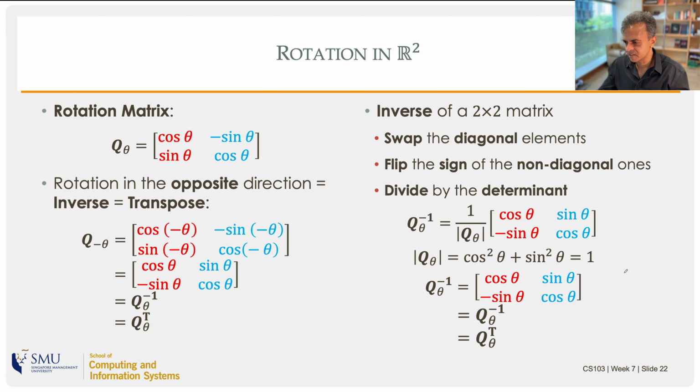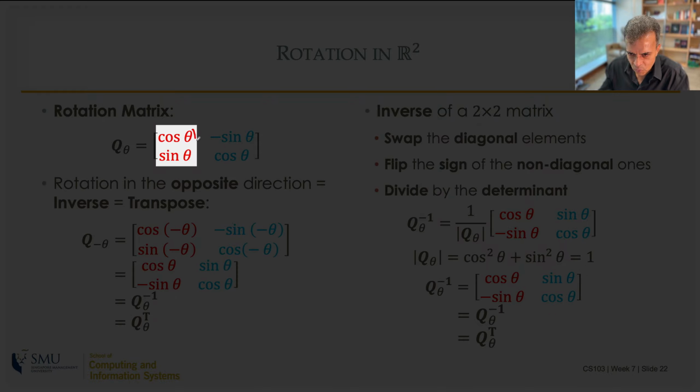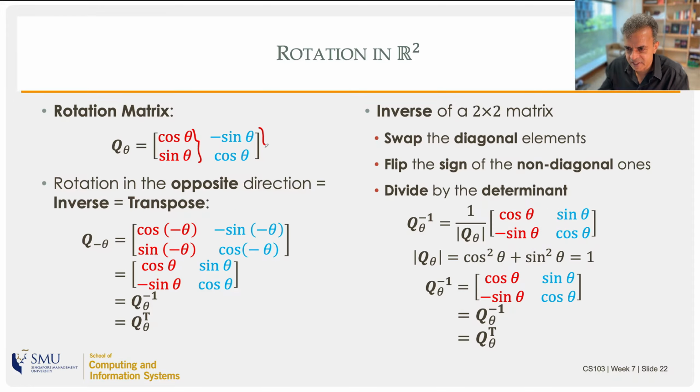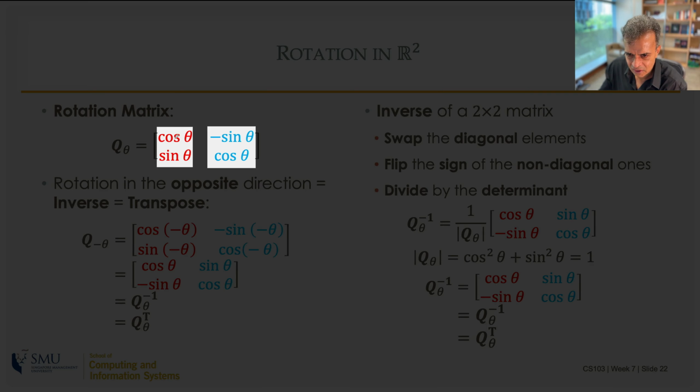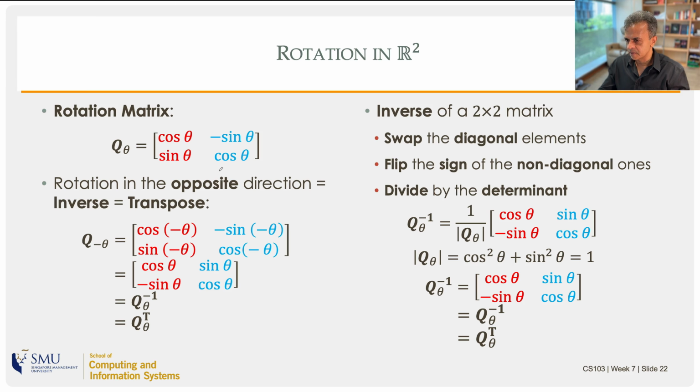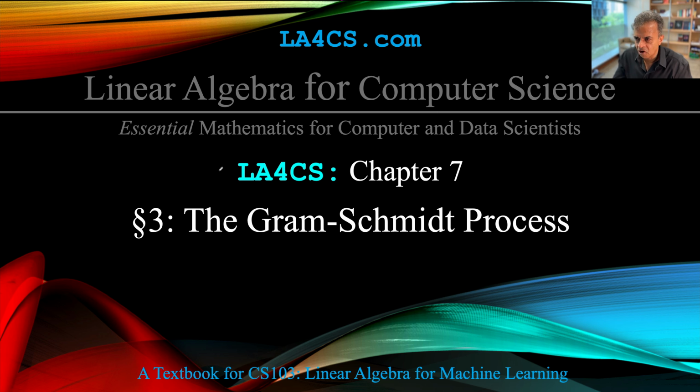So the rotation matrix is interesting to illustrate the properties of orthogonal matrices with orthonormal columns. Why are the columns orthonormal? What's the norm of this guy? Cos squared theta plus sine squared theta, 1. Same as the second guy. And what's the dot product of those two? Cos theta sine theta with a negative sign, sine theta cos theta with a positive sign, they add up to 0. Perfectly consistent. So that brings us to the end of our discussion on orthogonal matrices.